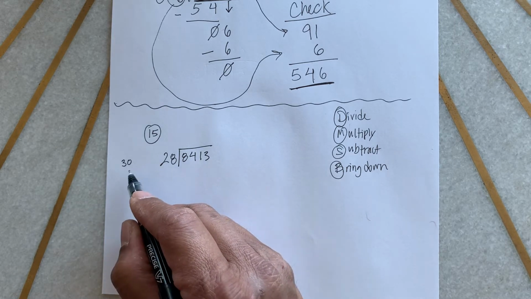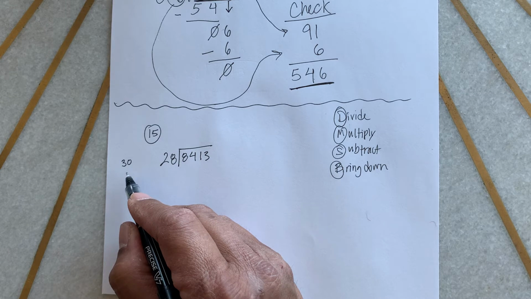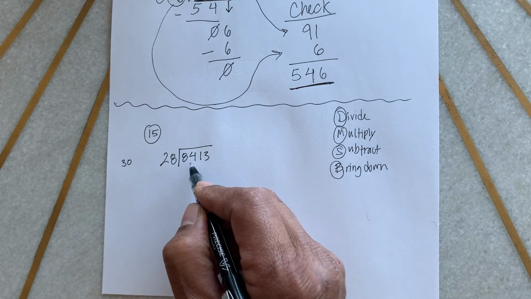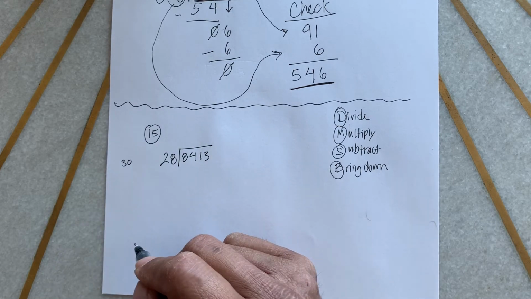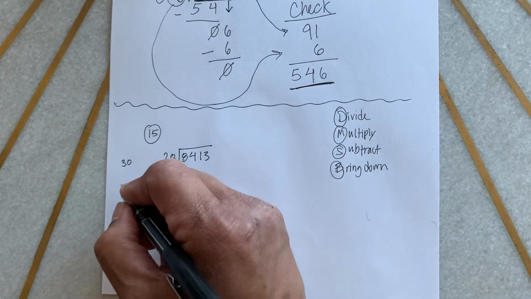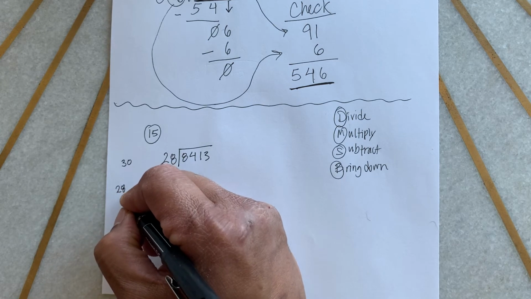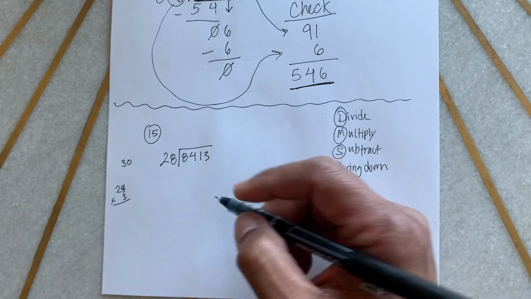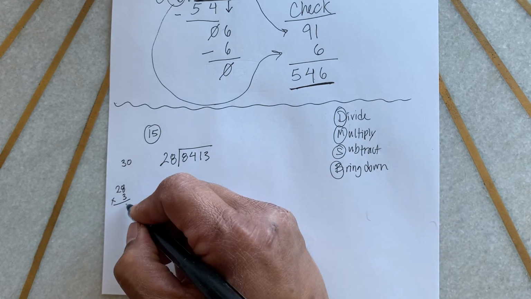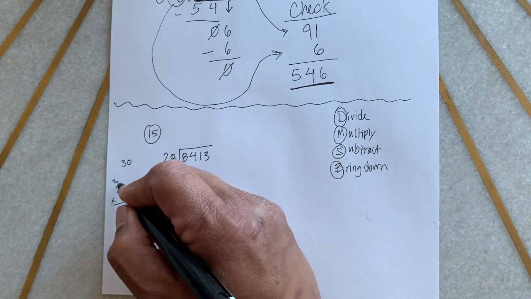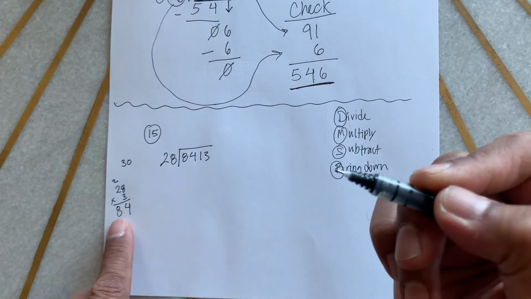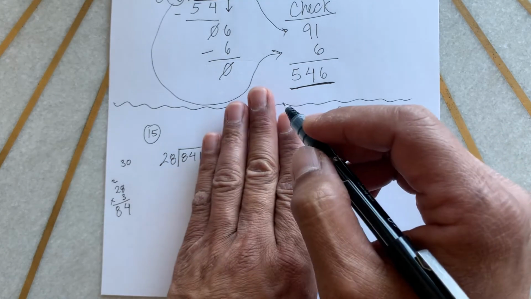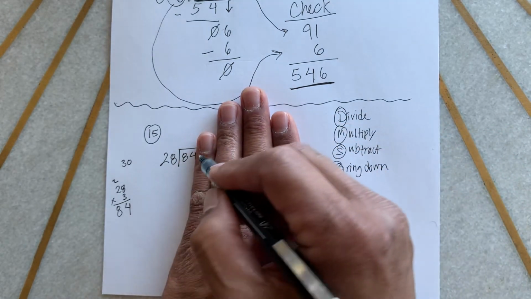In my head again, I can do 30 times 3, which I know is 90. And that's larger than that. But remember, 30 is an estimate. So just to make sure, I'm going to multiply 28 times 3. We might get close. We might be over. We might be under. Who knows? 8 times 3 is 24. 6. And what do you know? We got it right on the dot. So this tells me that 28 goes into 84 3 times.